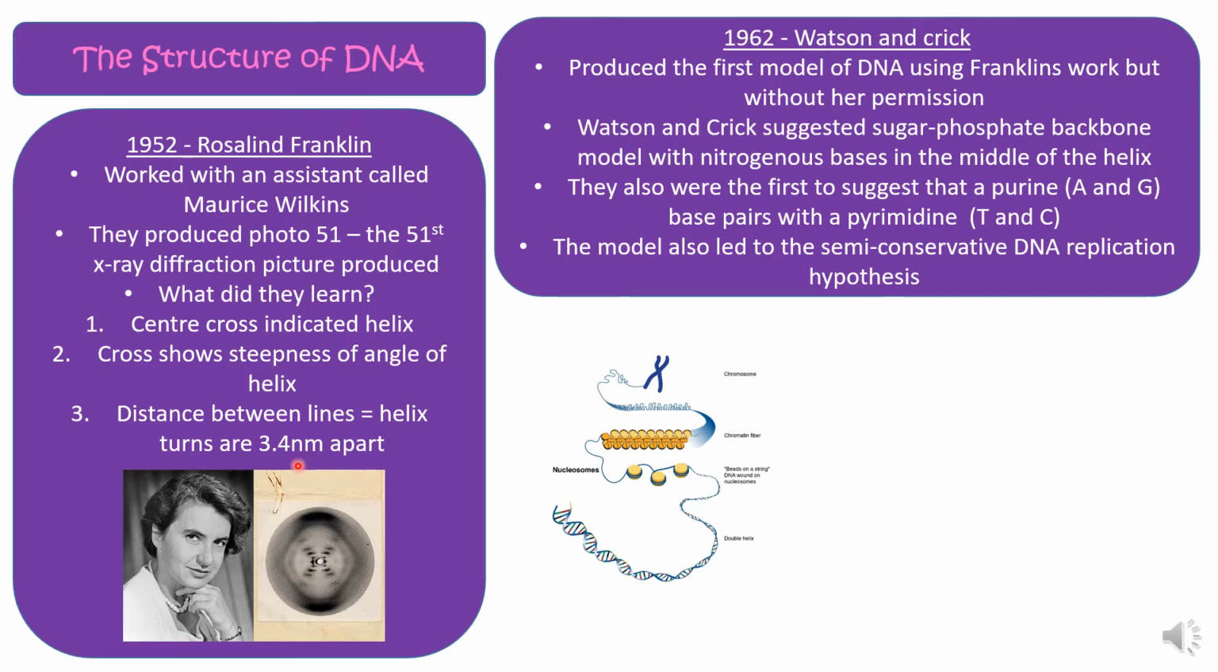Watson and Crick suggested the sugar phosphate backbone model, which we now know to be true. They suggested that the nitrogenous bases were in the middle of the helix with the sugar phosphate backbone on the outside. They were also the first to suggest that the 4 bases were either purine bases or pyrimidine bases. Purine bases are 2-ring bases, pyrimidine bases are single-ring bases, and the purines are A and G, and the pyrimidines are T and C. So a purine always has to be paired up with a pyrimidine. The model also led to the hypothesis that DNA replication was semi-conservative, which you should already know about.